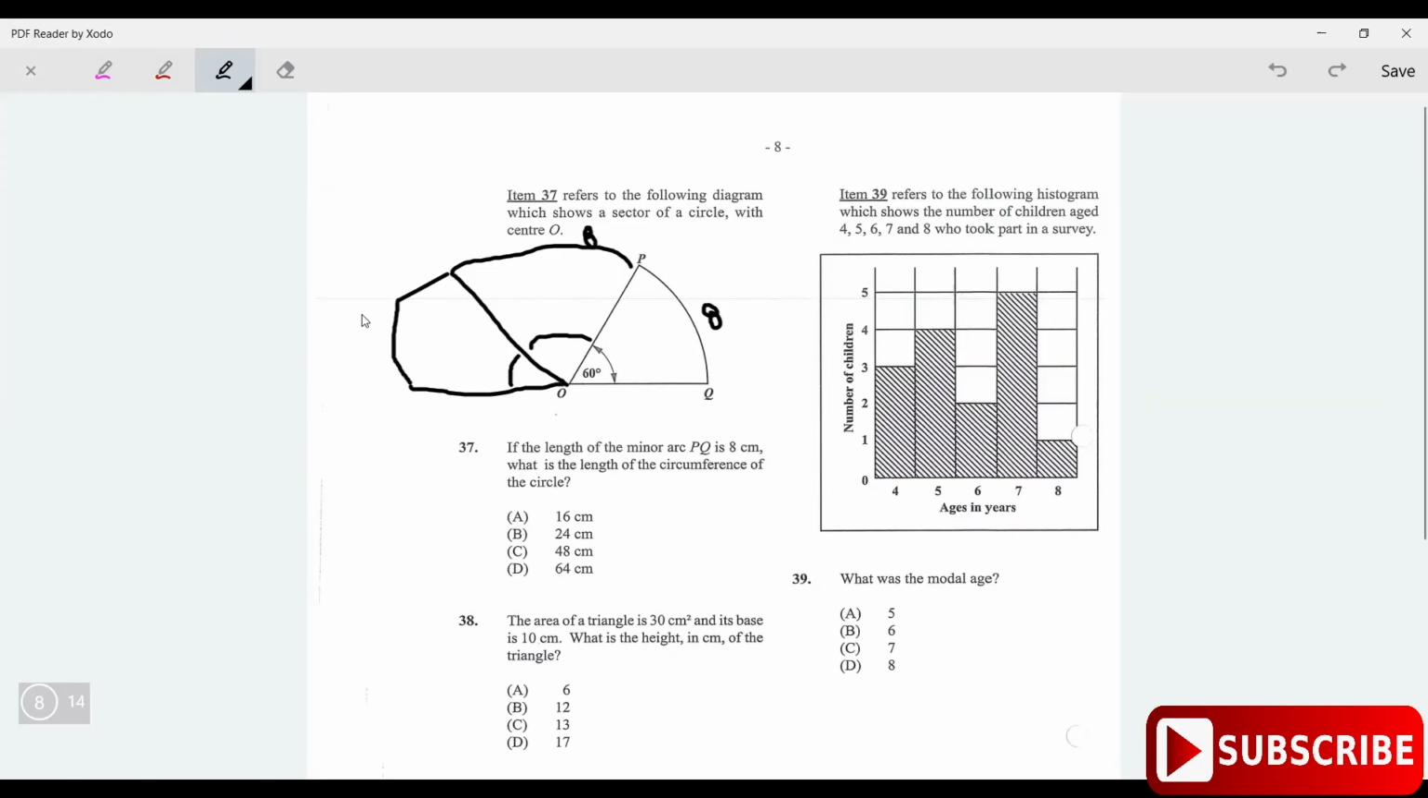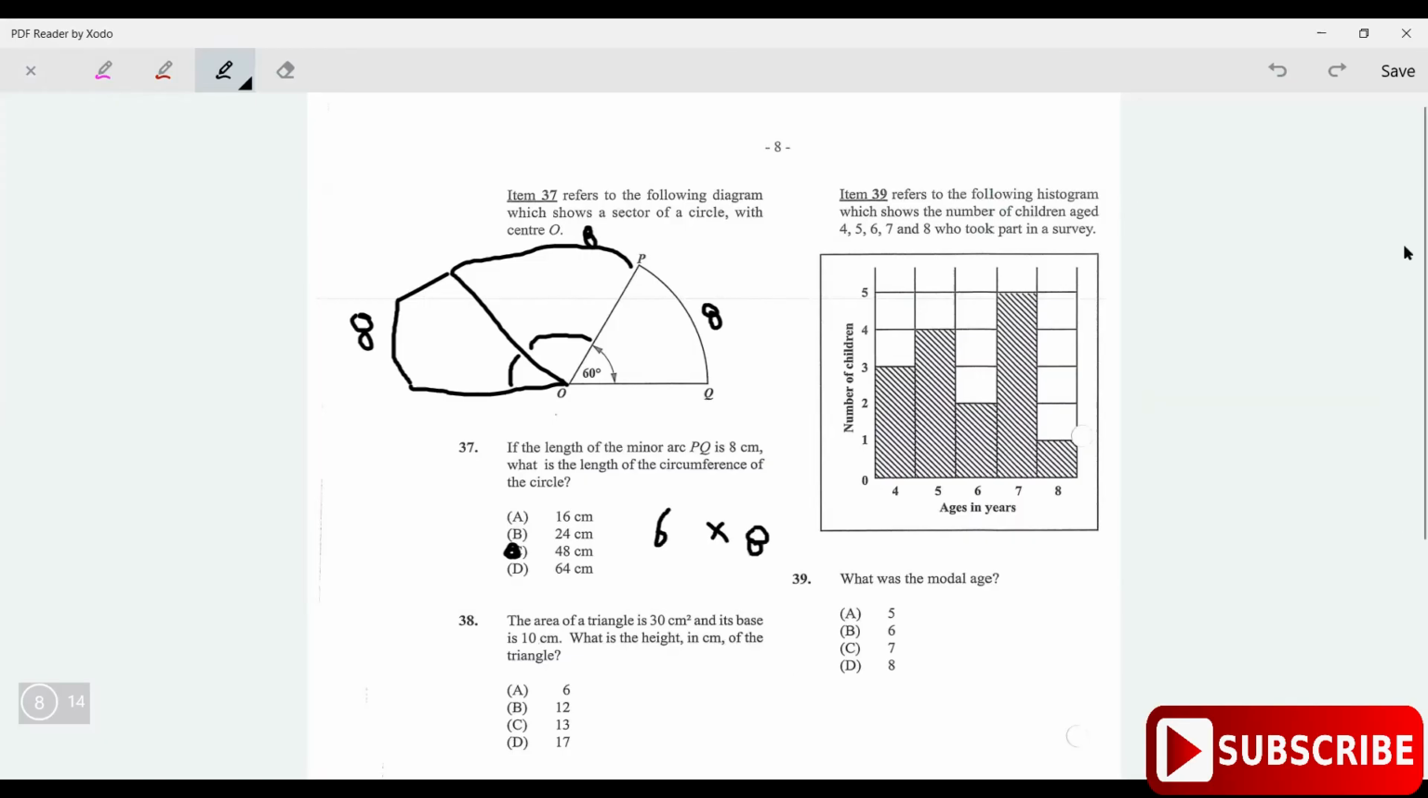And what do you notice? 8 plus 8 plus 8 is 16, 24. And so 24 is half of the circle. So the circumference would be 48. The circumference would just be 6 times 8. Just work out what is 6 times 8, and you get the circumference.